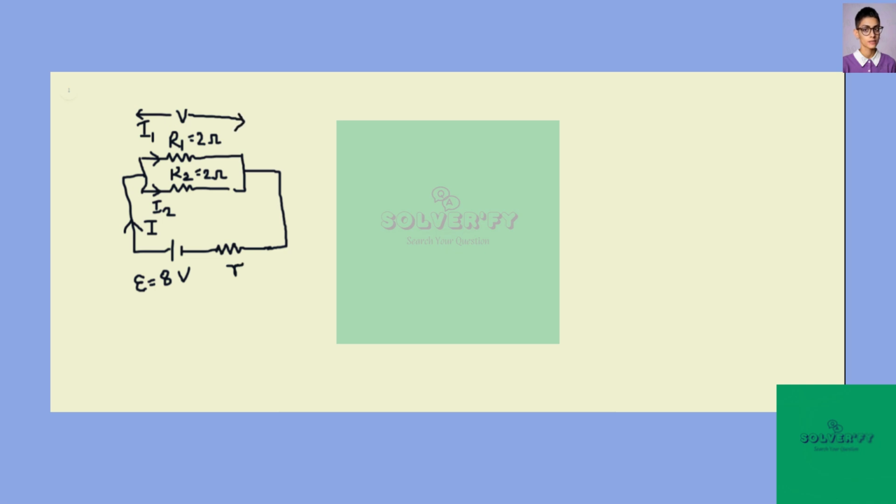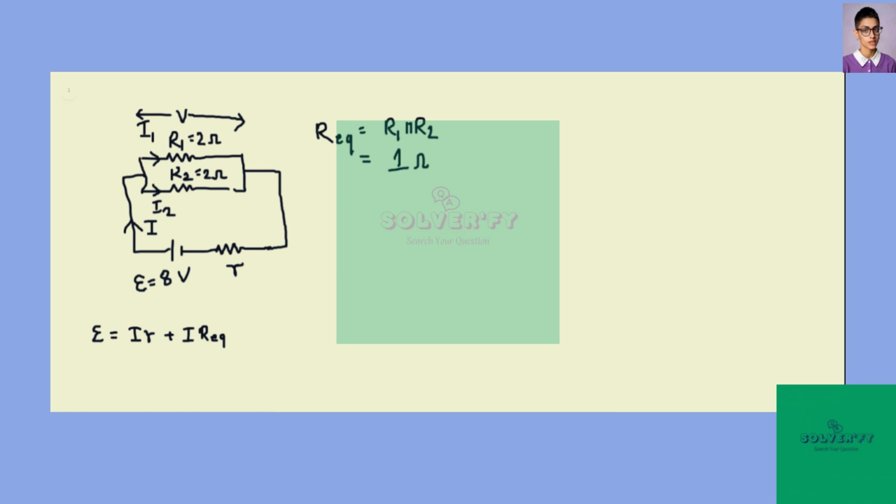Now what we can write is, from the circuit, the total EMF is obtained by the internal resistance, that is I r, and the equivalent resistance of R1 and R2. Since R1 and R2 are in parallel and they are equal, R equivalent equals R1 parallel R2, and that is 2 parallel 2, which is equal to 1 ohm.